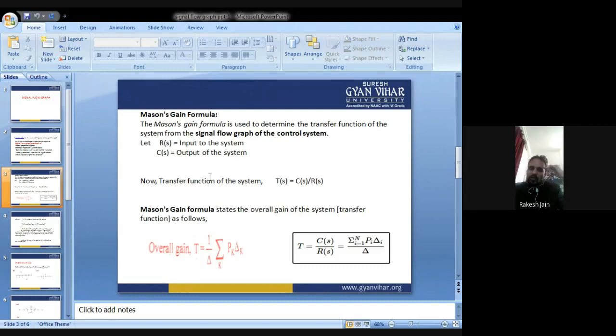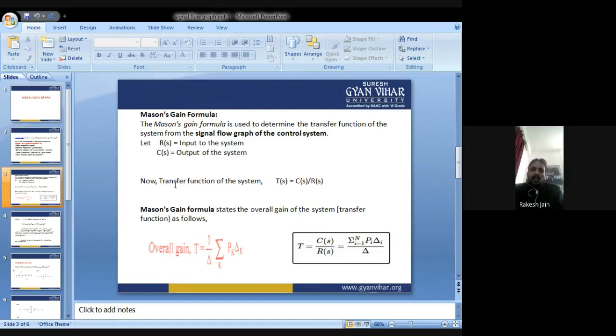What is the meaning of loop? Loop means once you start from a node, you will again reach that node without repeating any branch or any node. In a simplified manner, it is a closed path without repetition. So first of all, in step number 4, you have to find out the different loops and write down the loop gain. And then you have to see what del 1, del 2 are, and so on.